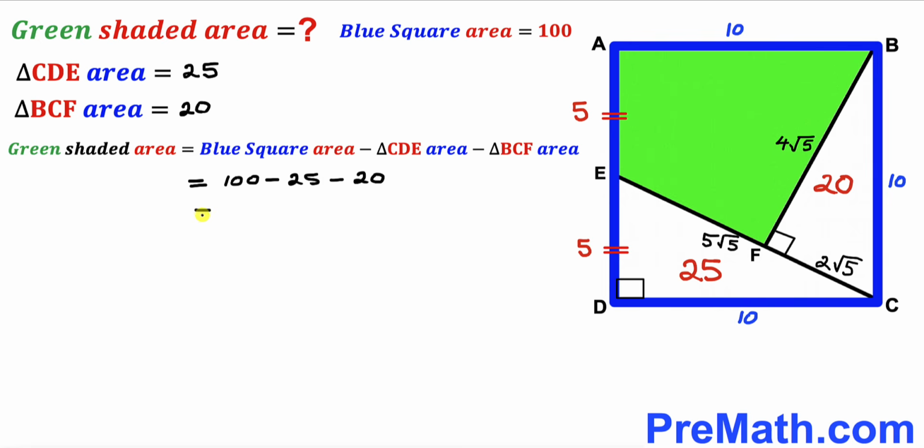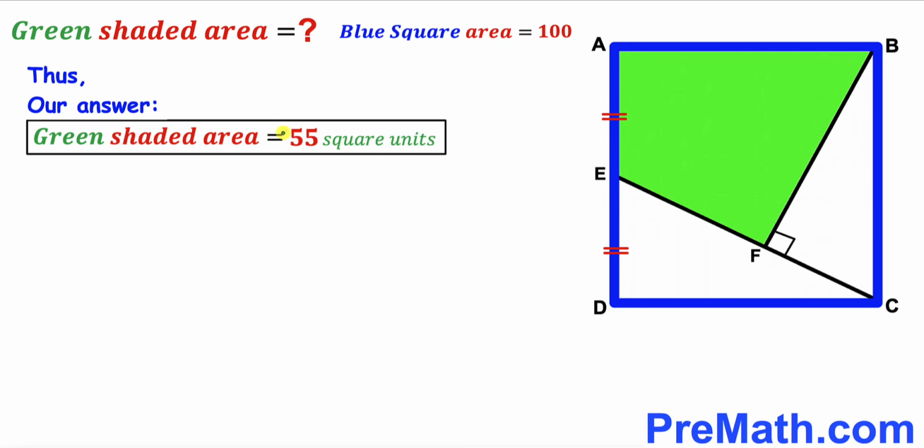And if we simplify, subtract, that is going to give us 55 square units, the area of this green shaded region. So thus, after all the calculations and manipulations, the area of this green shaded region turns out to be 55 square units. In other words, the area of this green shaded quadrilateral is going to be 55 square units. And that's our final answer.